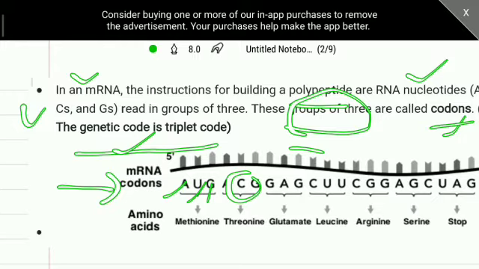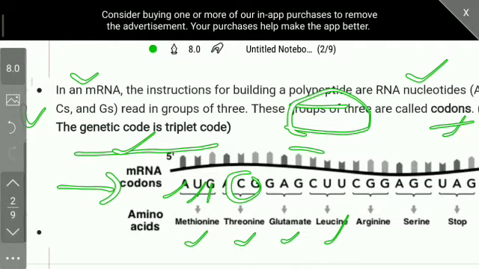Another important thing: each codon, for example AUG, represents an amino acid, that is methionine. In the same manner, ACG is another codon that indicates another amino acid, threonine. GAC is another codon that produces glutamate. CUU produces leucine. In that manner, each and every codon produces an amino acid.